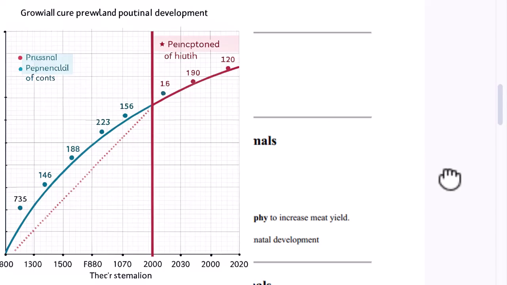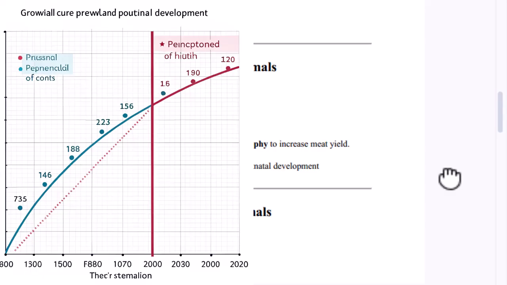Growth and development of carcass tissue. Objectives: understand how muscle grows, identify types of fat in meat, and recognize factors affecting carcass quality.